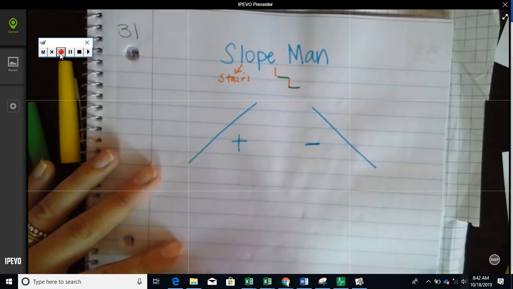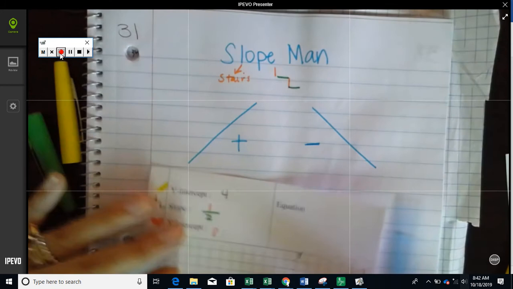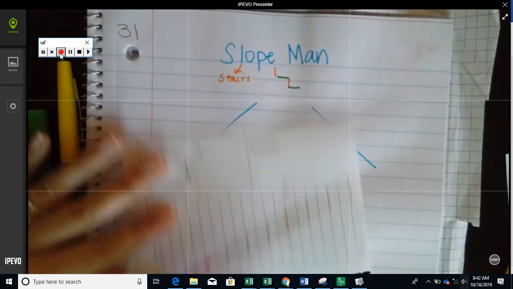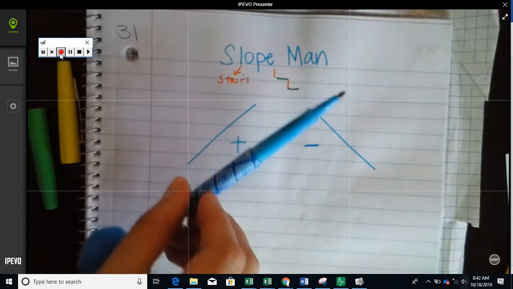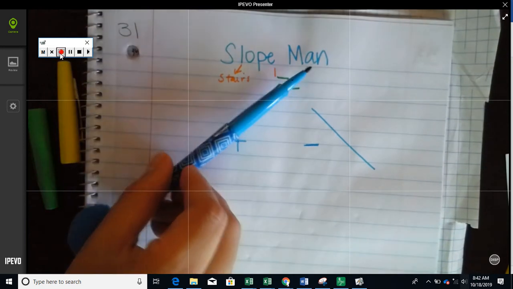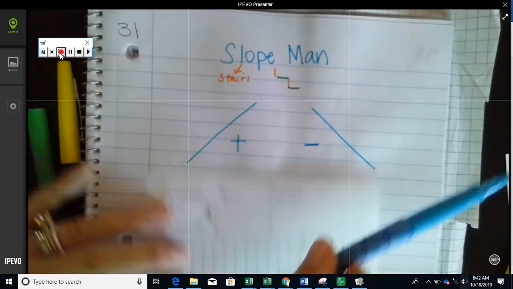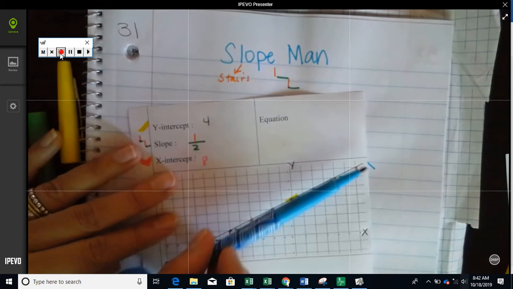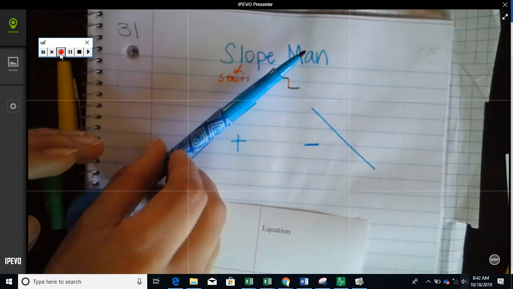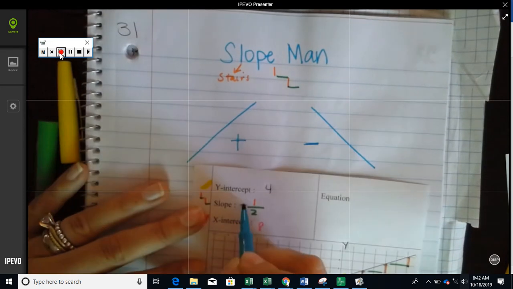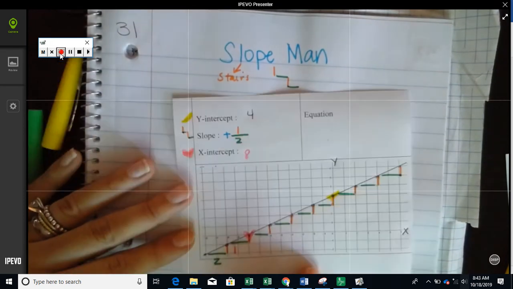So here's how you would know. Let me show you this example. You put your pencil over the graph, and then you see, does it look like the positive eyebrow or does it look like the negative eyebrow? If you put your pencil over it, this one looks more like the positive eyebrow. So this would be positive slope. Put a little plus in front, please, on your warm-up.